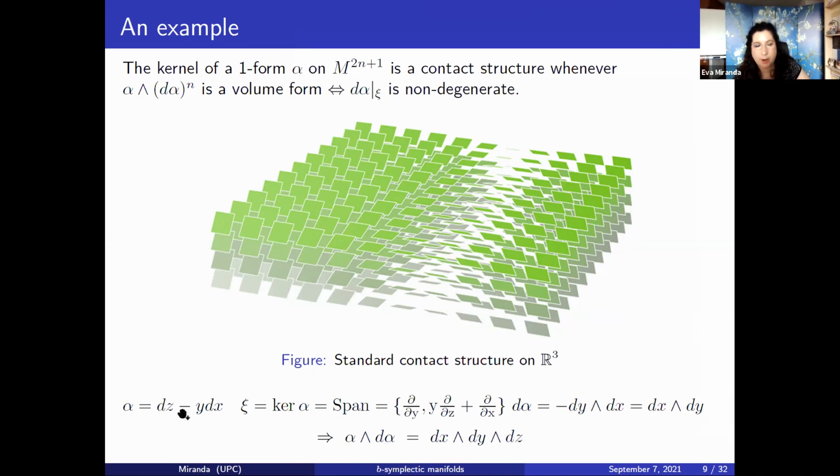So the condition of alpha being contact is equivalent to the condition of alpha wedge d alpha being a volume form. So it's also related to volume forms, but now on odd dimensional manifolds. And why odd dimensional manifolds? Because we're going to restrict to a hypersurface, a Hamiltonian system. And why do we want to restrict to a hypersurface?